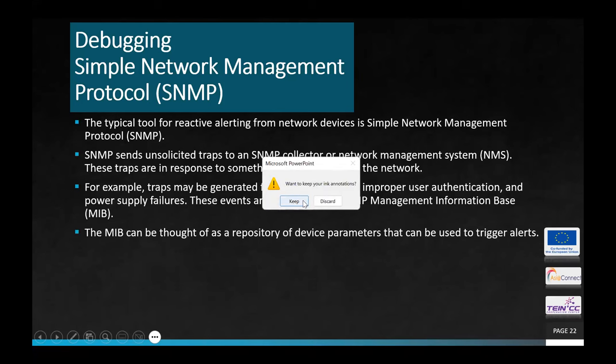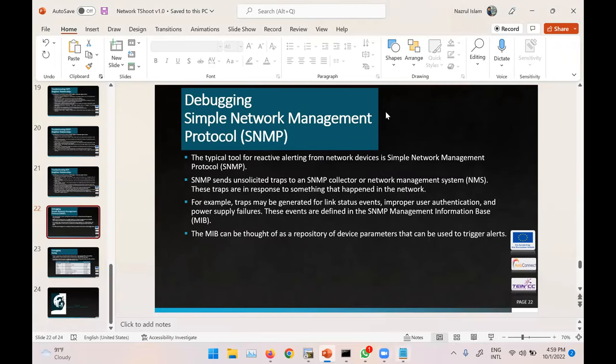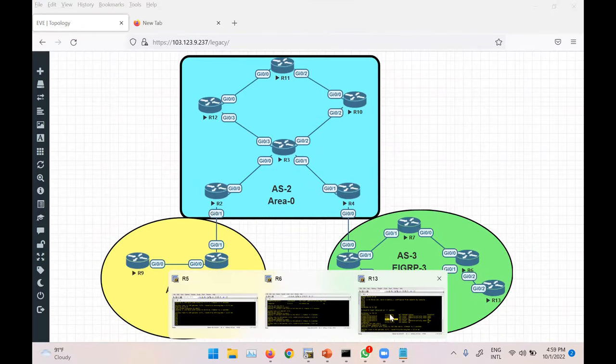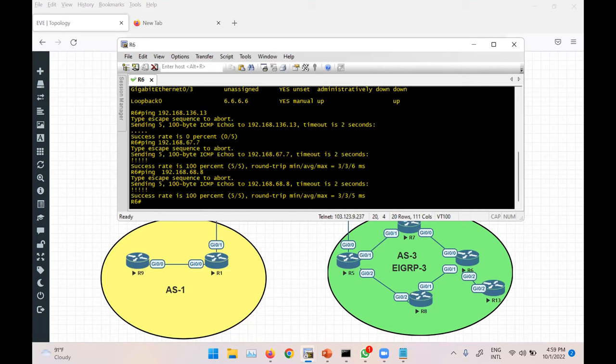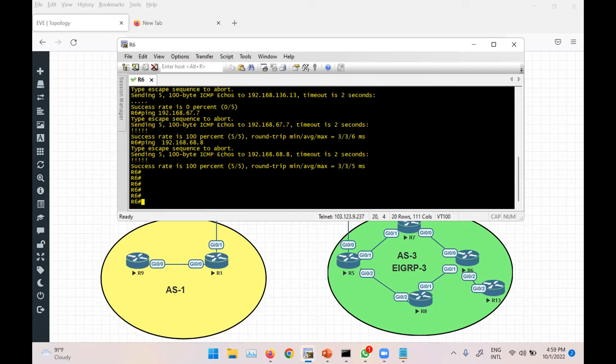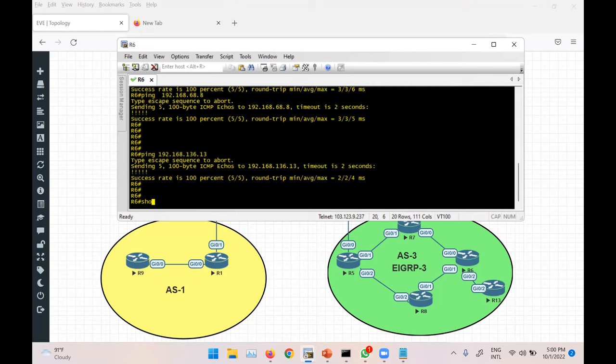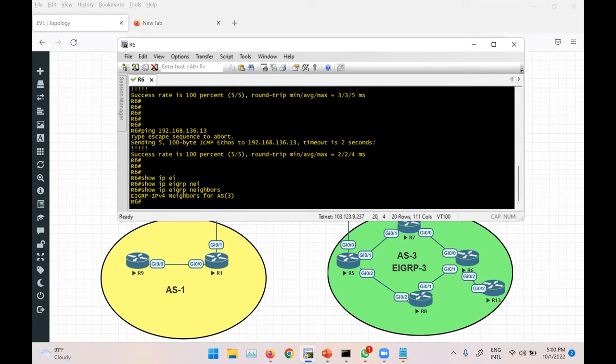Before going over there, I just open the slideshow here. Okay. Now, R6. Okay. So in R6, you will also get a response from R13 now. So you are now getting a response. So physical connectivity is okay now. Now check the neighbor adjacency, show IP EIGRP neighbor, but you are not getting any neighbor adjacency.